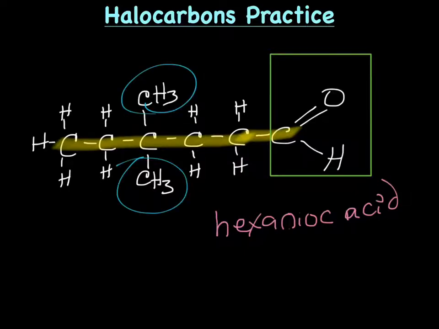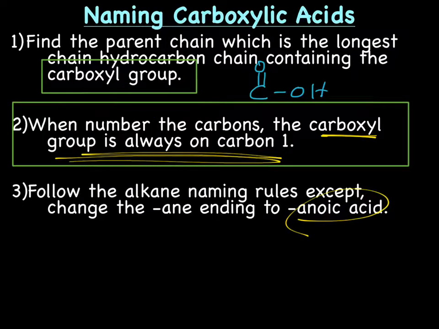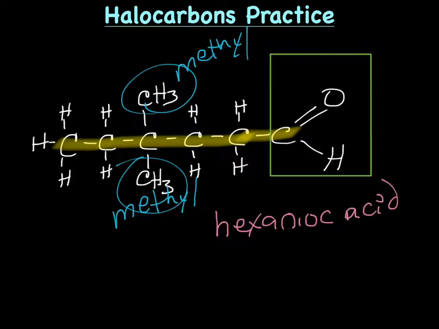This time we also have some branches. We have 2 methyls. Now that means this time we have to number our carbons. So do we number from left to right or right to left? Do we look at the closest branches or something else? Well, if you remember, look at point 2 here, when you number carbons, the carboxyl group is always on carbon number 1 when there is a carboxyl group, which means we need to number right to left. So this will be carbon 1, 2, 3, 4, 5, and 6.